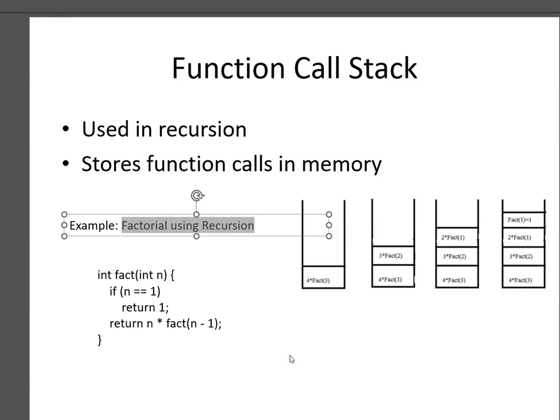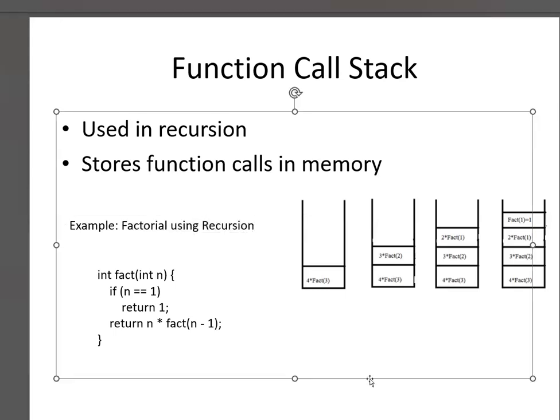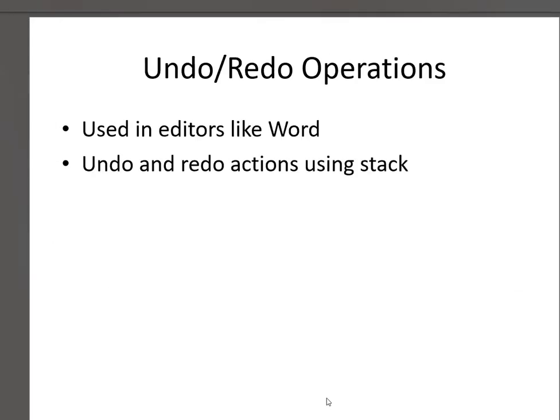So in recursion, multiple function calls are stored in the stack, one over another. This is how the program remembers where to return after each function call. So this is function call. Now next we have undo and redo. What is undo and redo operation basically?